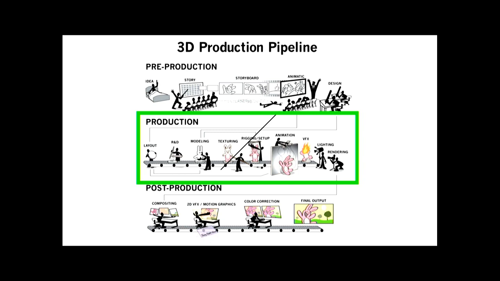Then we do the animation. Mainly, it's about taking the elements of the layout, including the high polygon stuff, and animating them to make sure that at the end we have a nice shot. This is the most time-consuming part of the movie. Then we add some VFX and some lighting to make things a little bit more artistic.